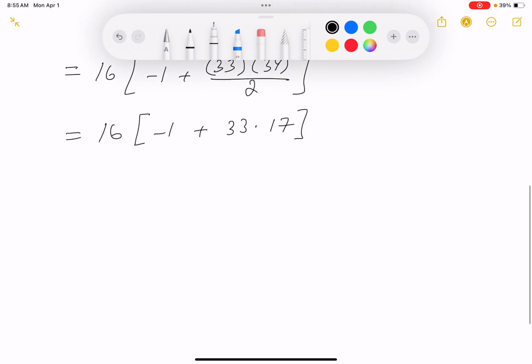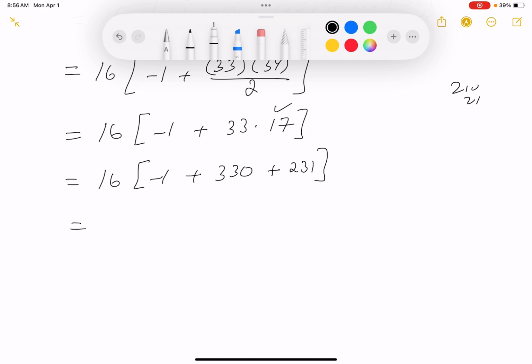Yes, you're expected to do the arithmetic, by the way. You're going to get 16 times (minus 1 plus 17 times 33). 10 times 33 is 330, plus 7 times 33, that's 210 and 21, so that's 231. So it's 16 times, that's 330 and 230, which is 560.